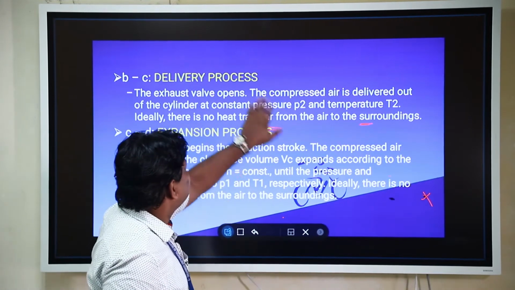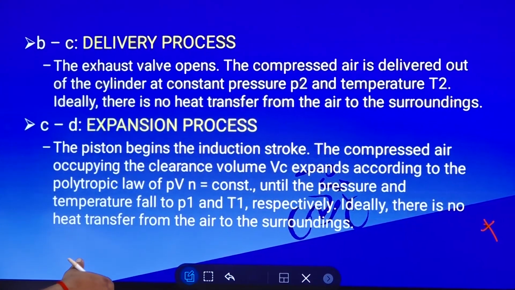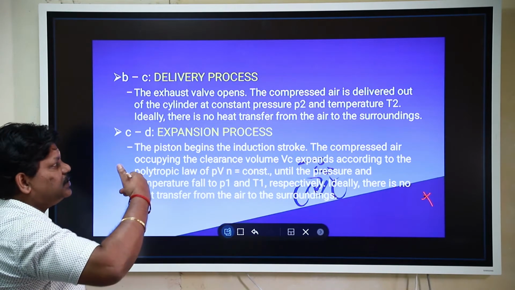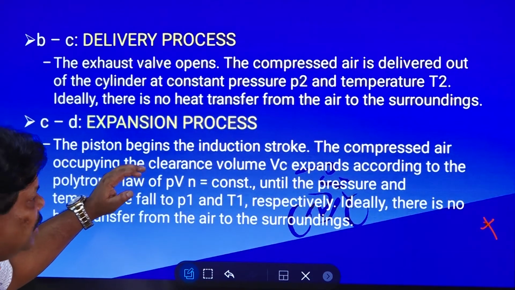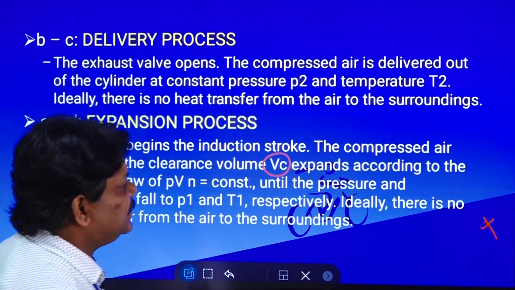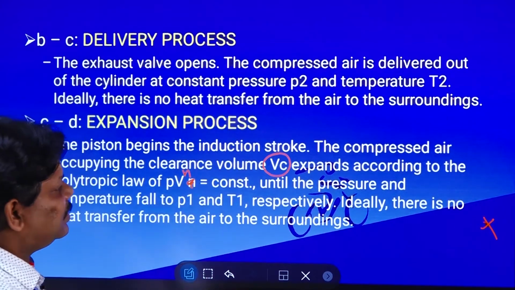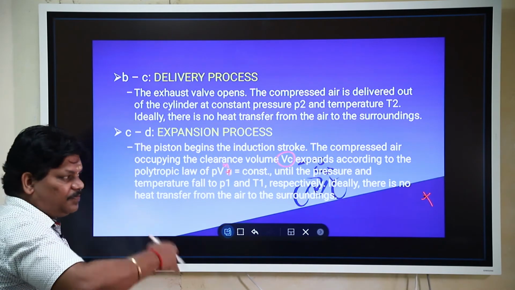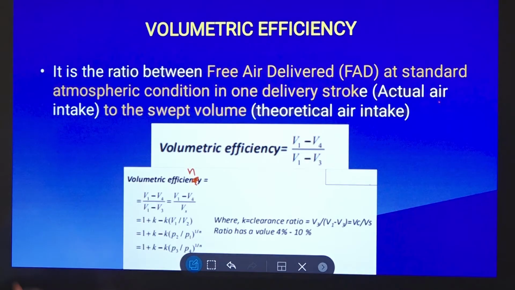Then in the delivery process, the exhaust valve opens. The compressed air is delivered out of the cylinder at a constant pressure. So the intake is at constant pressure, and the delivery is also a constant pressure process. There is no heat transfer from the air to the surroundings. Then in the expansion process, the piston begins the induction stroke. The compressed air occupies the clearance volume, that is VC. It expands according to the polytropic law, PV^n equals constant, until the pressure and temperature fall to P1 and T1. Ideally there is no heat transfer from the air to the surroundings.